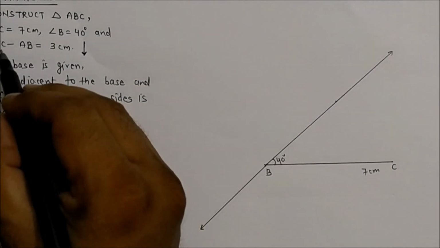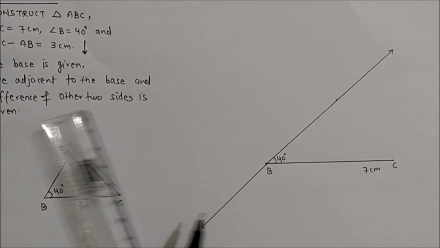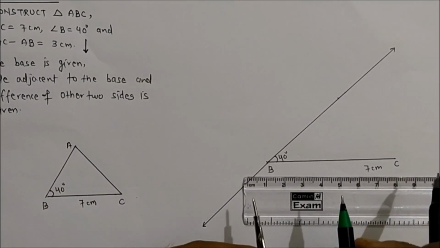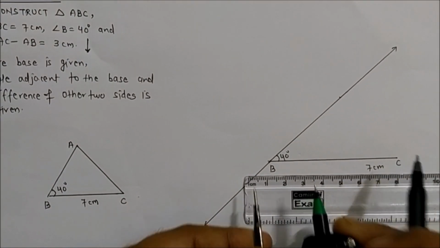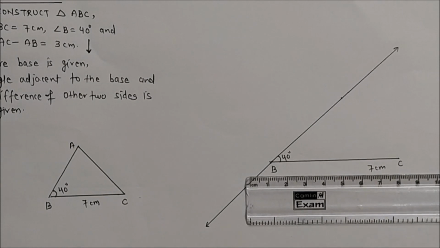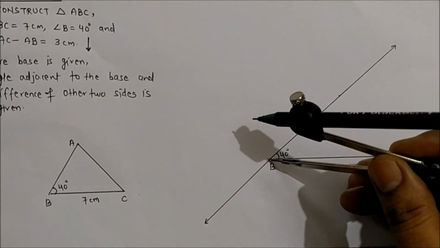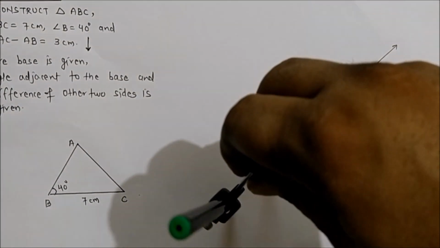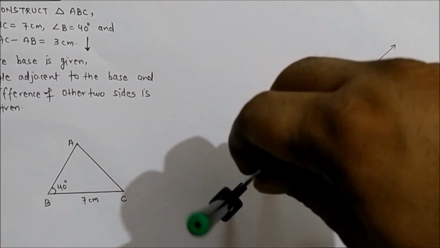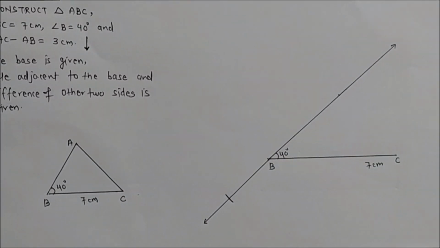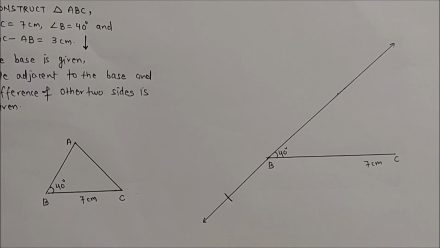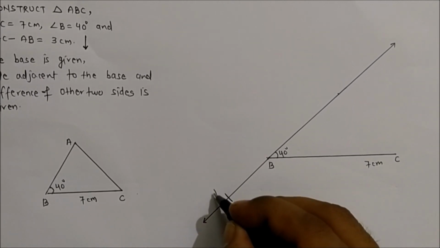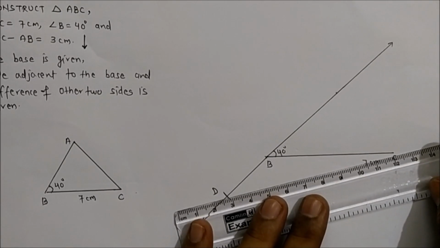And now AC minus AB is 3 cm. So we'll cut the arc of 3 cm now. But we have to cut the arc of 3 cm from this point B on this ray below the base. See that it is below the base. Okay, and mark this point as D and draw this D to C.